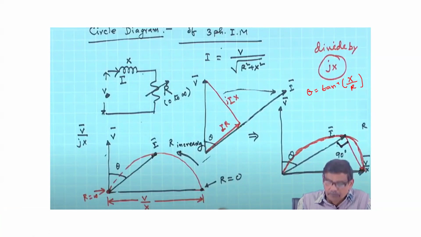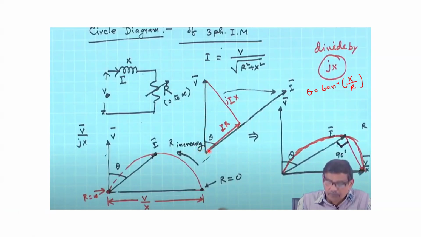Okay, so this is the voltage and current phasor. If you see here, this is the voltage phasor, and the current phasor is lagging the voltage phasor by theta for the inductive circuit, where this theta is given as tan inverse X by R.